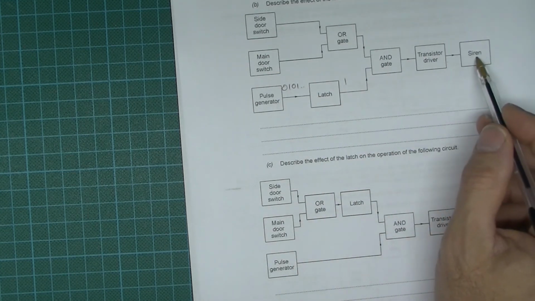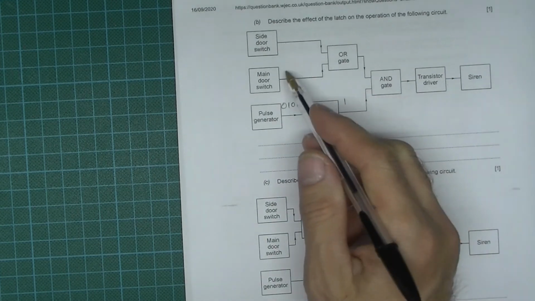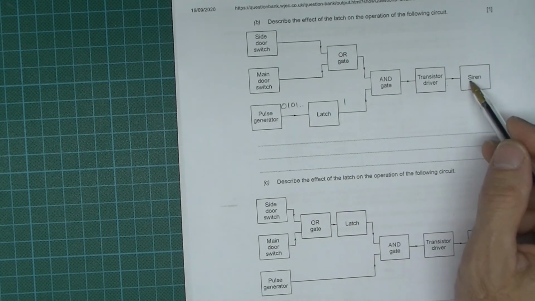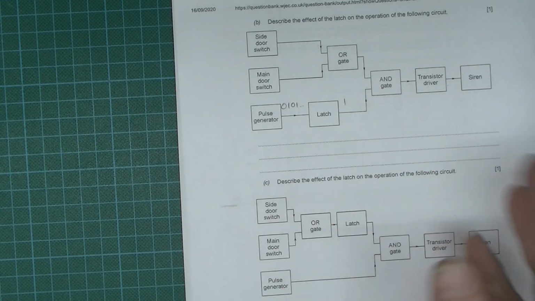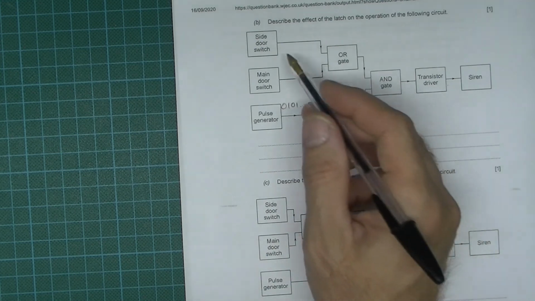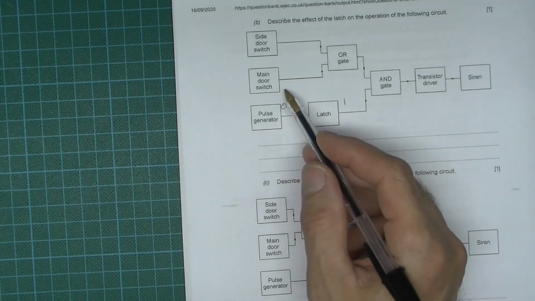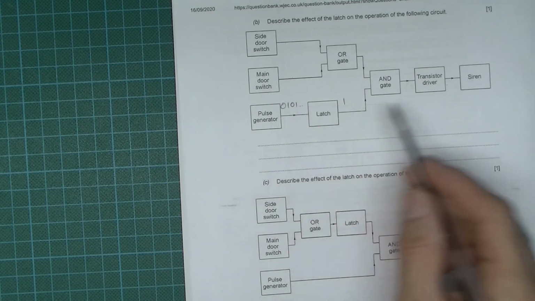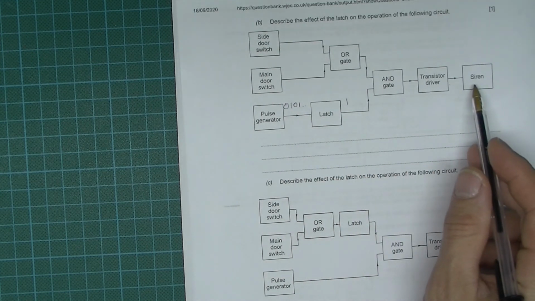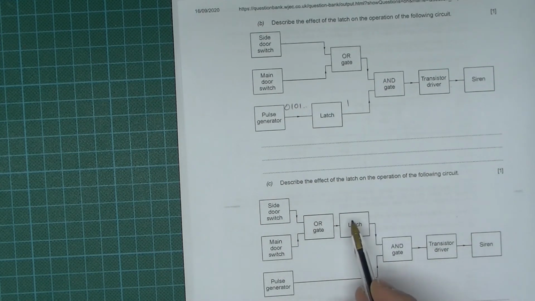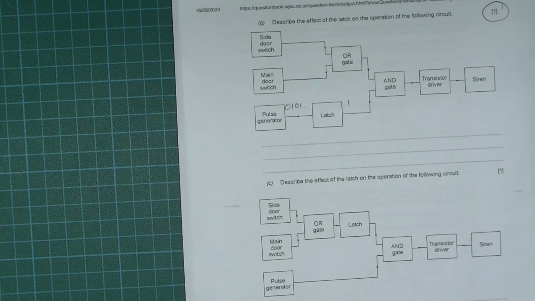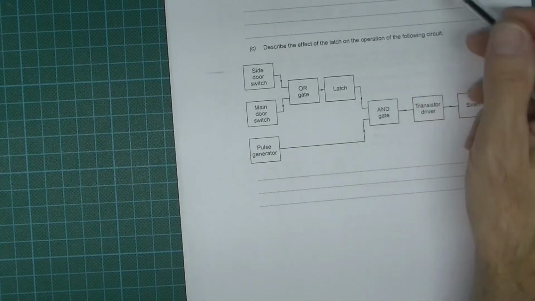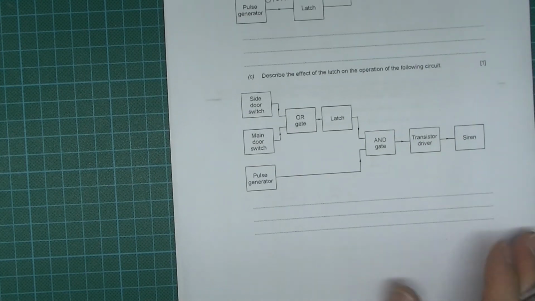That's the word you want. Don't just say it will be on. You will say it will sound continuously with no pulsing. Okay, so you can say continuously, should be quite clear, but if you said continuously with no pulsing, that would be good. But as soon as both doors are closed, the siren will no longer sound, or you could say the siren would be silenced. Okay, should get marked for that. And once again, they don't give you a lot of room, do they?